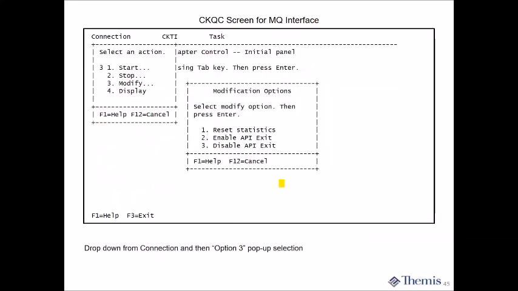So when you go back, you did option 3, and notice I can reset statistics, I can enable the API exit. I haven't bothered doing that. Question?